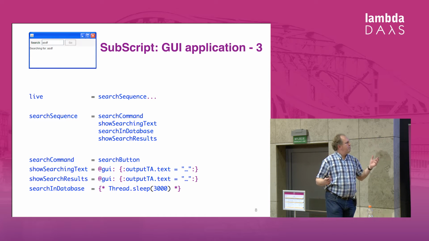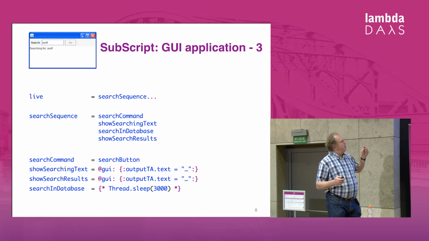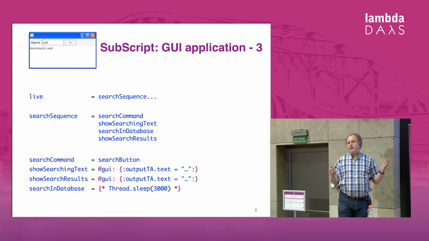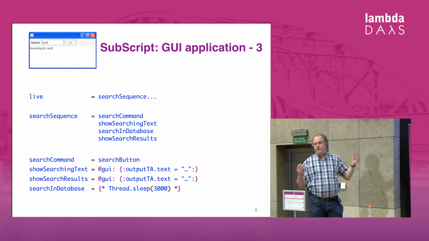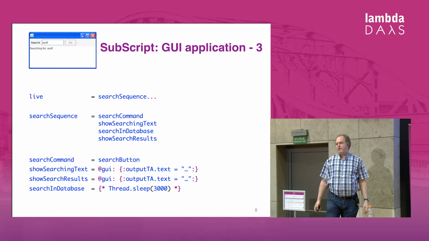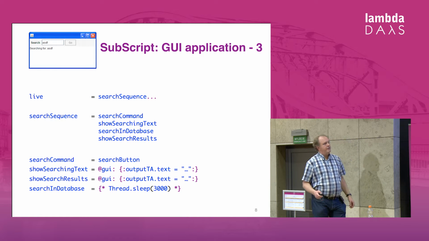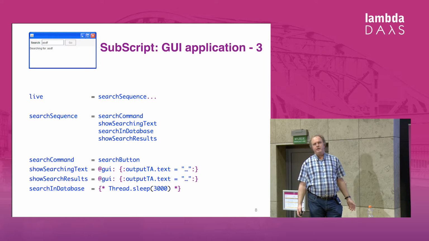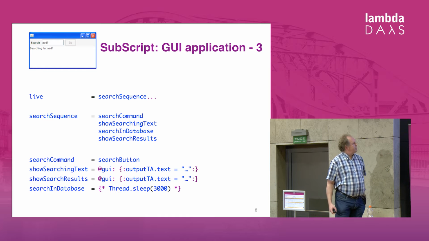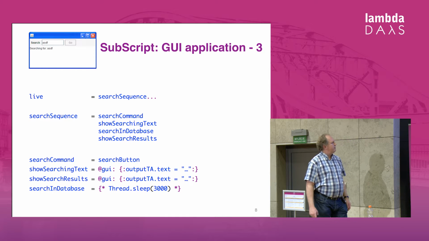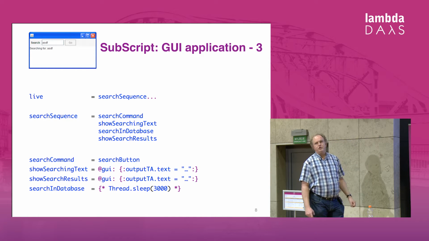On the other hand, the modes of operation are different. The search command happens. It's a kind of listening. It's an event that happens from the outside world. So showing the search text and the results is something that must happen in the GUI thread. And searching in the database must be done in the background thread. But you can quite easily specify this. For the search command, you can just say it's a search button.